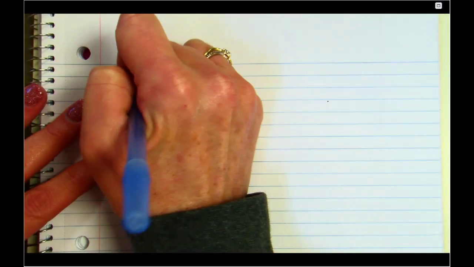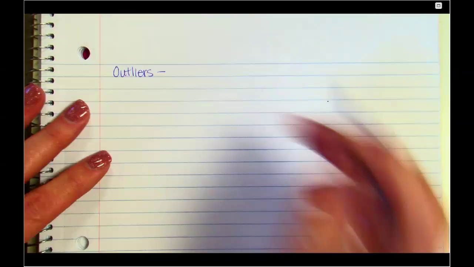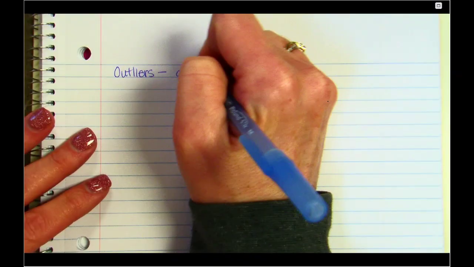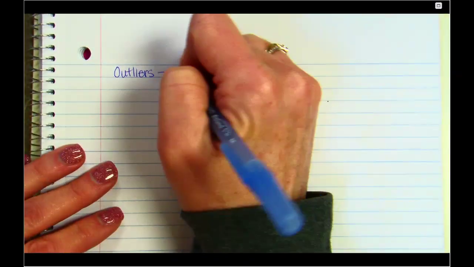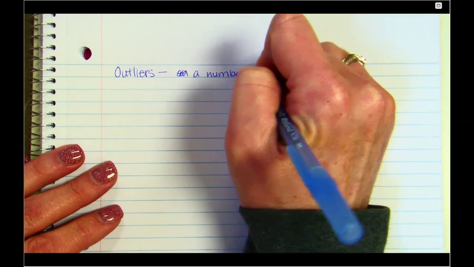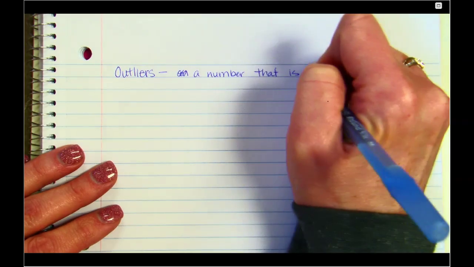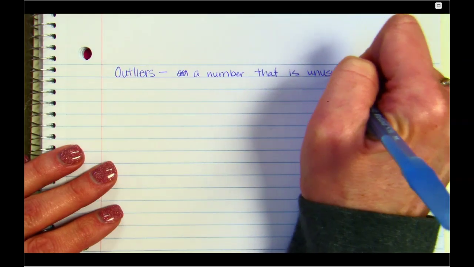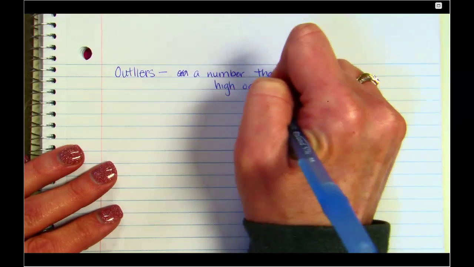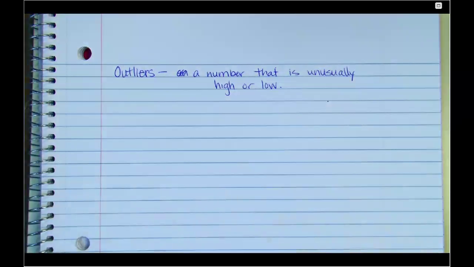Let's talk about outliers a second. An outlier is a number that is unusually high or low. It's going to be far away from the rest of the numbers.